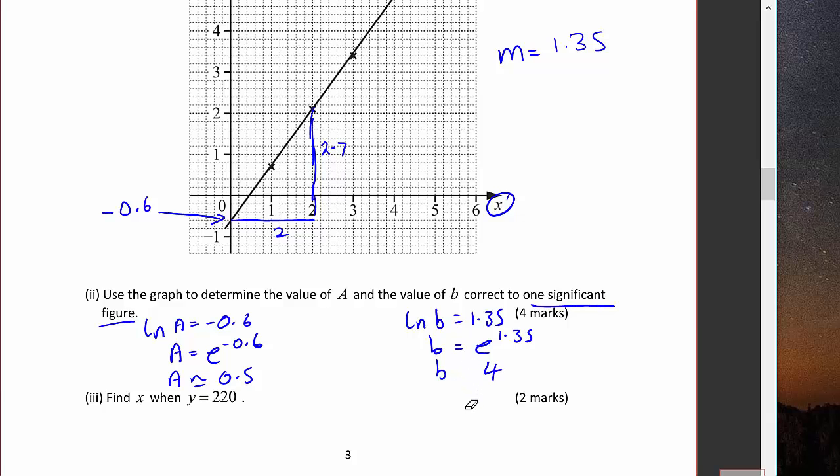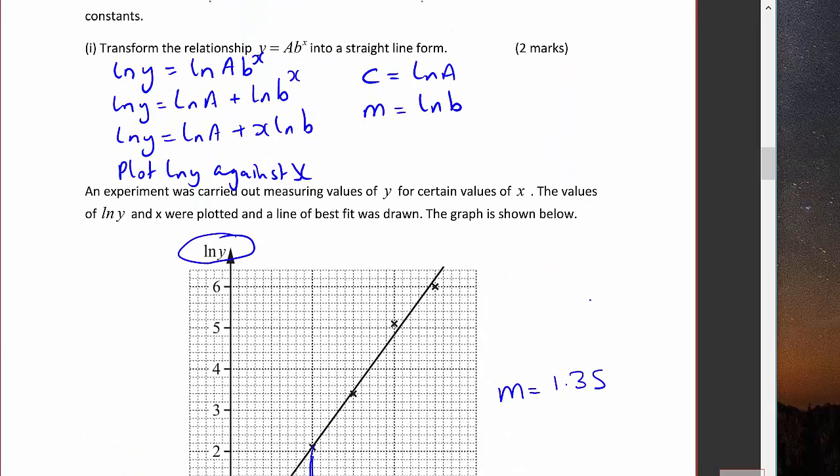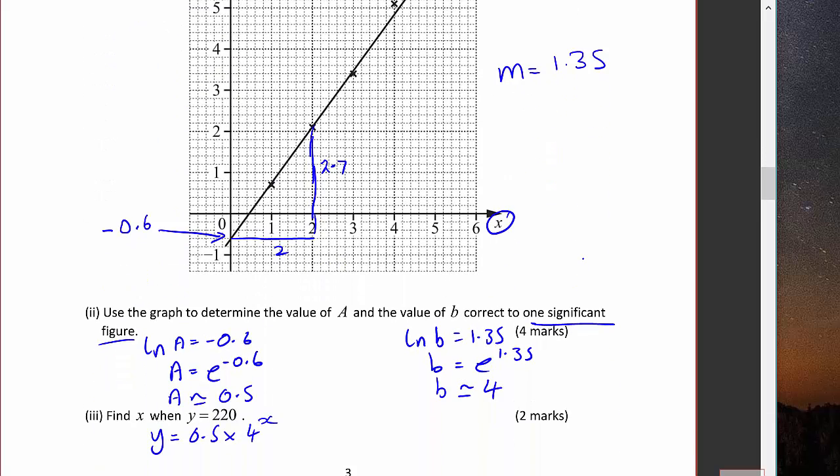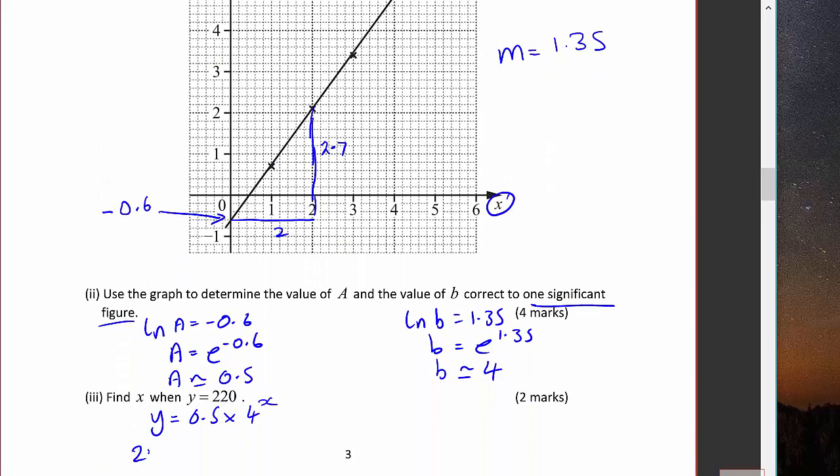So this should be approximately equal, shouldn't it? And so using those figures, we have that y is equal to 0.5 multiplied by 4^x. Just check that's true. Yep. And if y is 220, 220 is equal to 0.5 times 4^x. So that gives me 4^x is equal to 220 divided by 0.5, which will be 440.